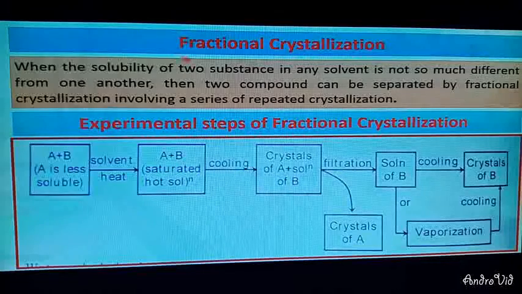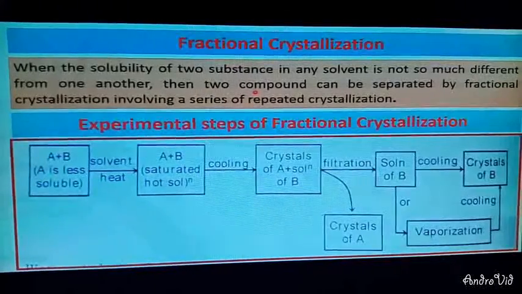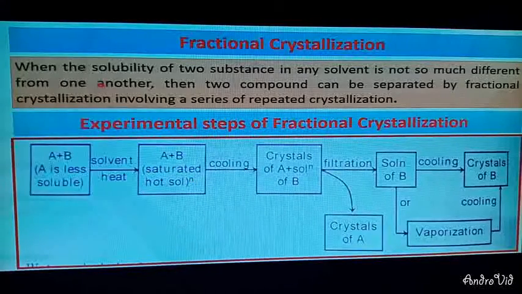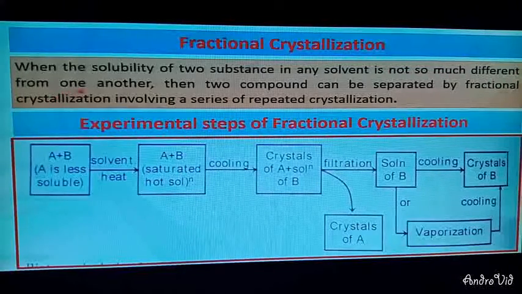Now, fractional crystallization. What is fractional crystallization? This is another process which is very important. When the solubility of two substances in any solvent is not so much different from one another, then the two compounds can be separated by fractional crystallization, involving a series of repeated crystallizations.